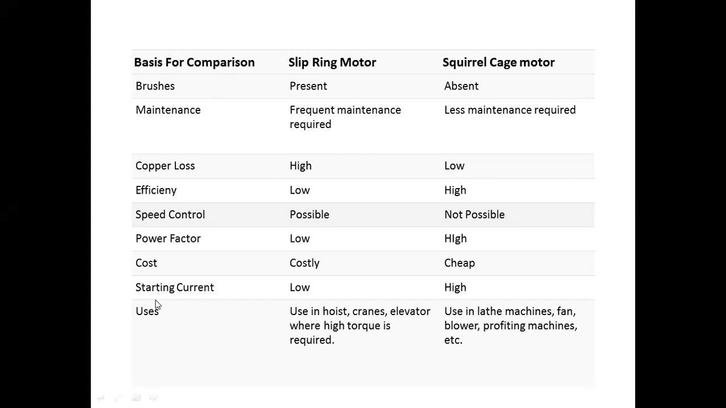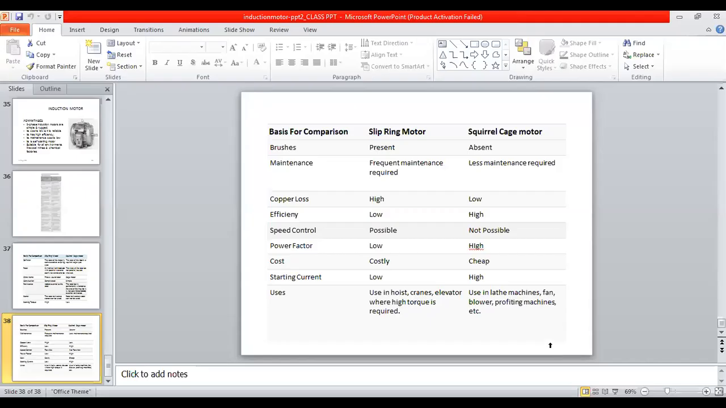Its efficiency is more. As you can change rotor resistance, speed control is possible for slip ring, but it is not possible for squirrel cage. Power factor is low for slip ring and high for squirrel cage. Slip ring is costly, the other is cheap. Starting current is low for slip ring and high for squirrel cage. Applications: hoist, crane, elevator for slip ring, and lathe machine, fans, blower for the other. Clear? Everyone got the difference?